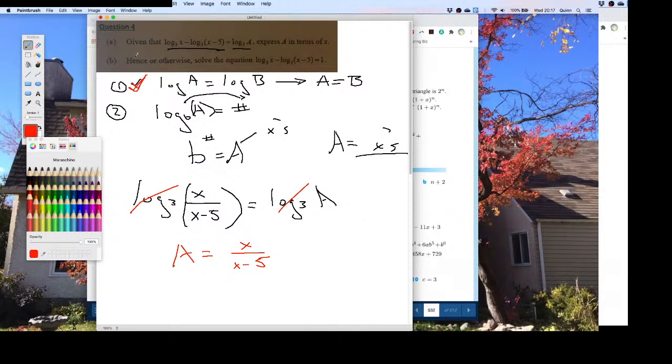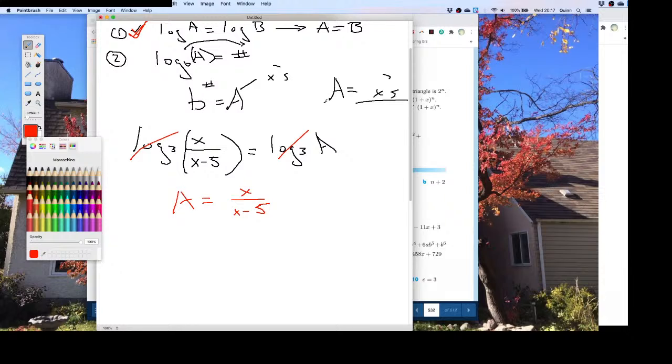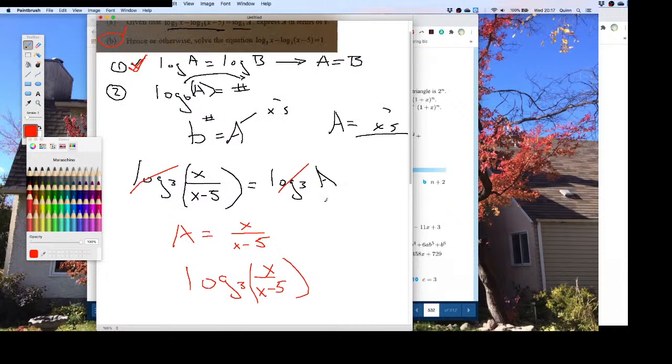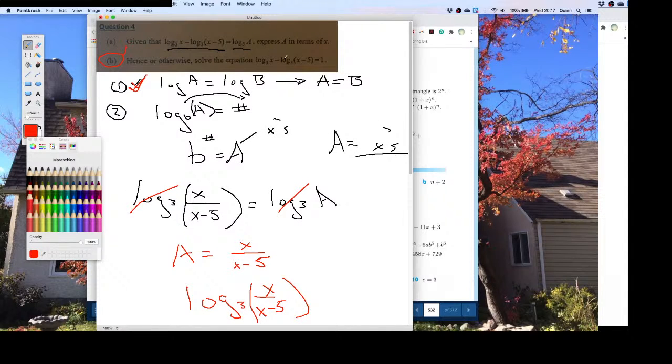The second piece is supposed to be a continuation of part A. So you already realize that if you have log 3x minus log (3x minus 5), you get, well, log 3x over (x minus 5), right? But instead of equating it to log 3a, you equate it to 1.